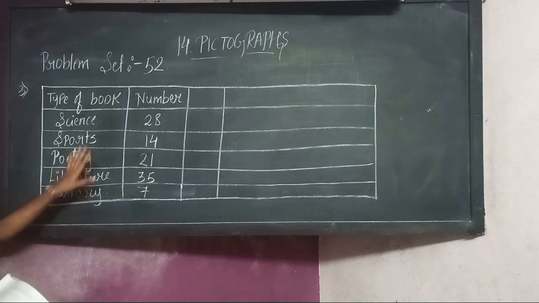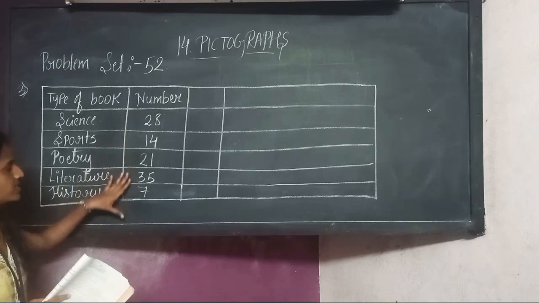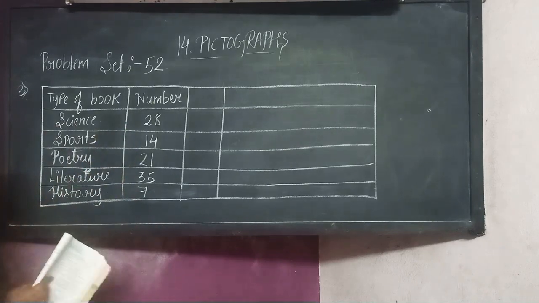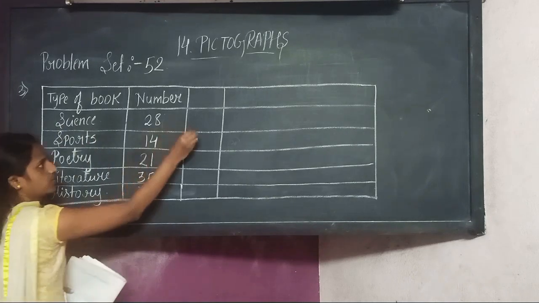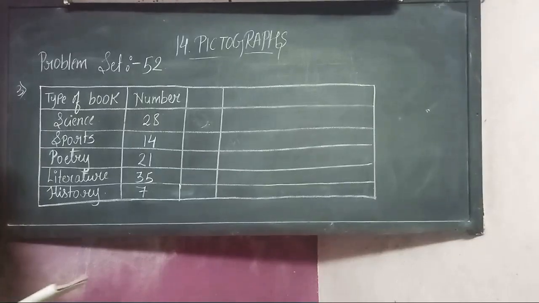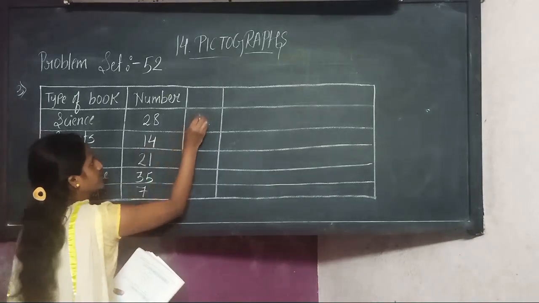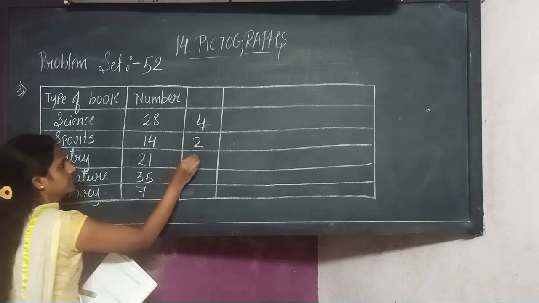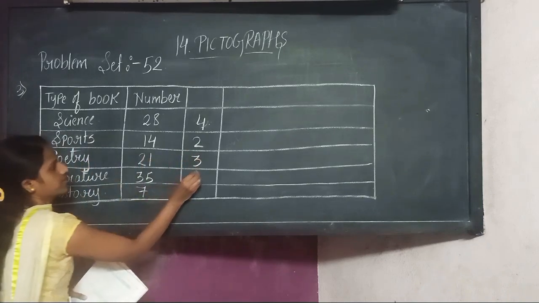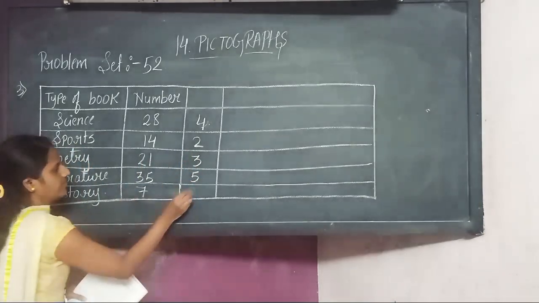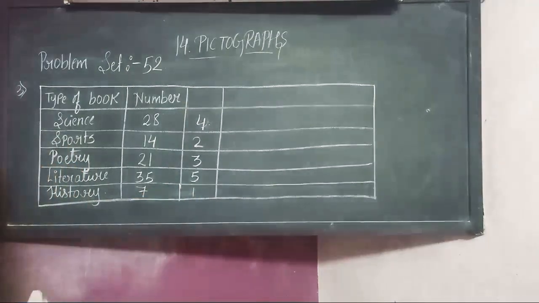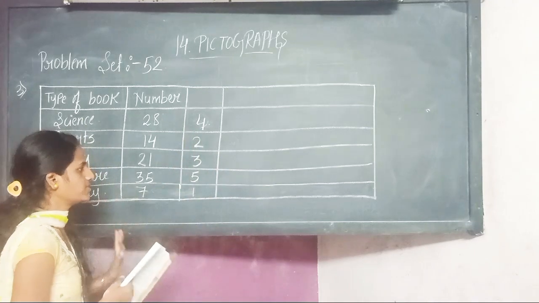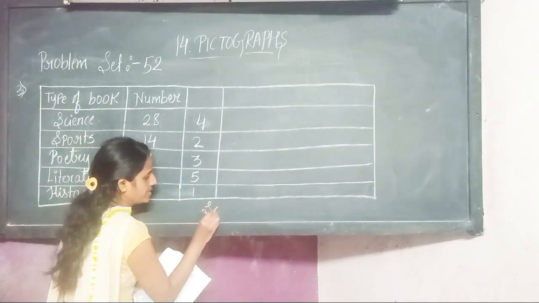We have to find out the common multiple, that is, in which table all these numbers are going. In the table of 7. So these are all multiples of 7. Okay, now let's write down. 7 fours are 28 and 7 twos are 14. 7 threes are 21. 7 fives are 35. 7 ones are 7. So after writing all these things, we have to draw pictures according to this number. Before that, let's write the scale.